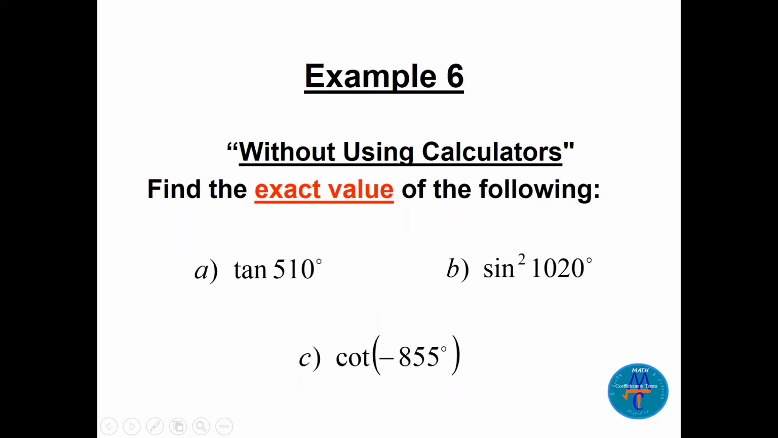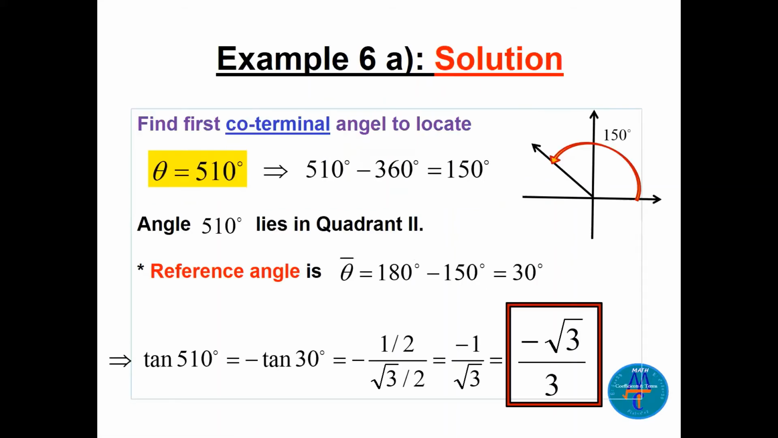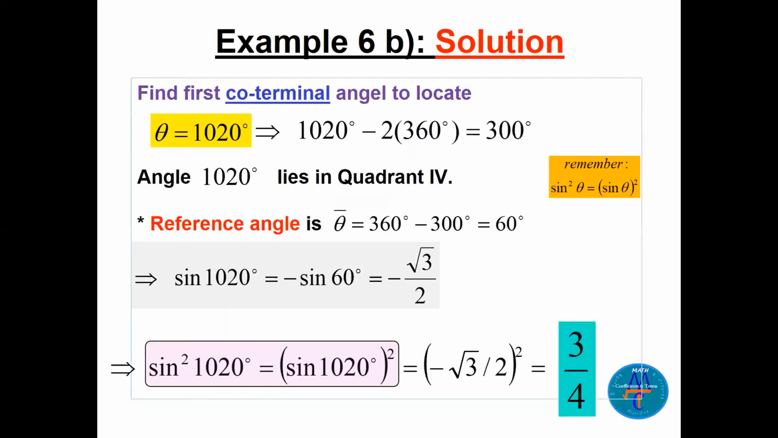In a similar way, you can do B and C. You can pause the video if you like, try it, and then check the answer. Remember, there's a little trick with the squared. Sine squared of 1020, or tan squared: you can take the square outside, so it will be sine 1020 all squared. So after you find the value, you square it. This is part B. Sine squared of theta is equal to sine theta all squared.